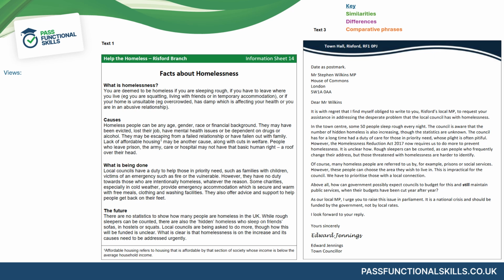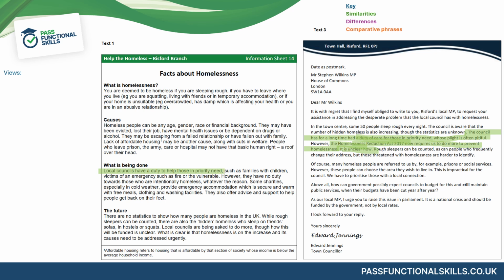So they mention that the council has for a long time had a duty of care for those in priority need, whose plight is often pitiful. So the author there is adding their own opinion, suggesting that they do feel sorry for the homeless people. They then mention that the Homelessness Reduction Act now requires us to do more to prevent homelessness, so it requires the councils to do more. However, it's unclear how. In text 1, local councils are also mentioned as having a duty to care for those in priority need.